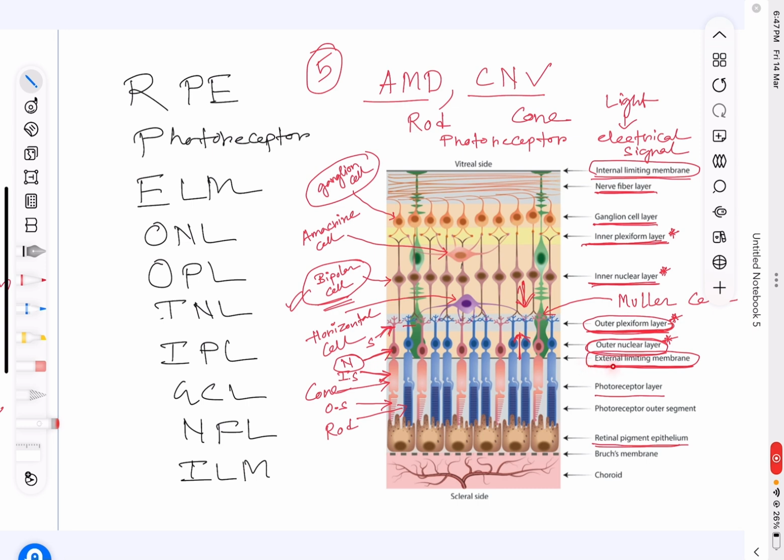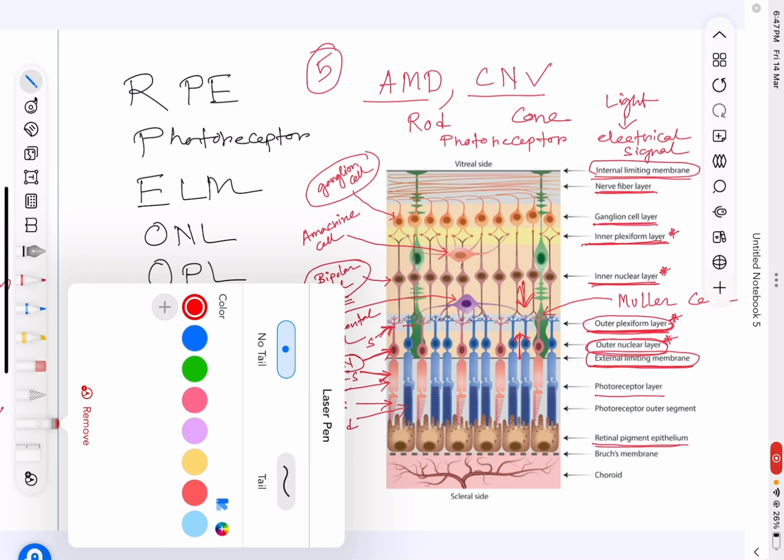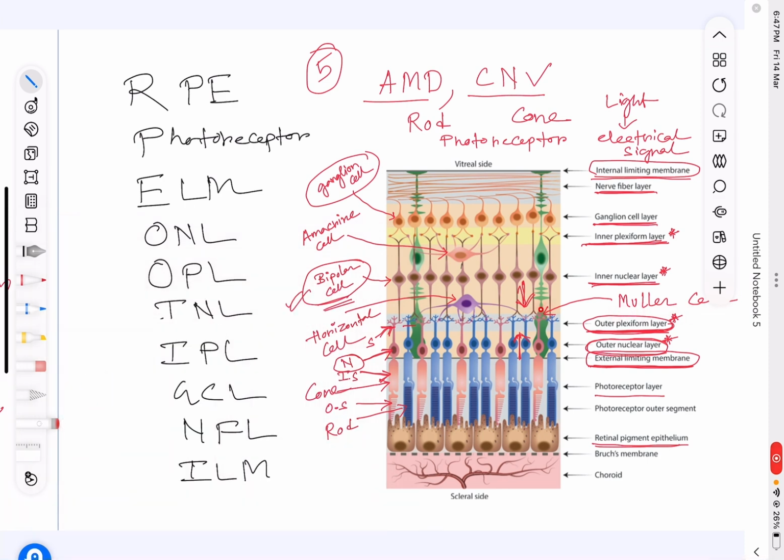What makes the external limiting membrane? See, there is another important cell, the Muller cell. This green thing is the Muller cell. The Muller cell is a supporting cell which extends from the internal limiting membrane to the external limiting membrane. This is the longest cell in this layer of the retina. It gives structural support. There is a strong junction between the photoreceptors and the Muller cell that forms the external limiting membrane.